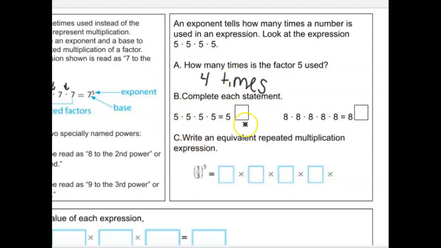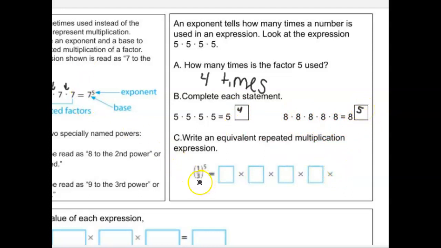Complete each statement. So this little box, it's going to show us the exponent. So we have 5 times 5 times 5 times 5, so that's 5 to the 4th. Here, 1, 2, 3, 4, 5, 8 is written 5 times. So 8 to the 5th.